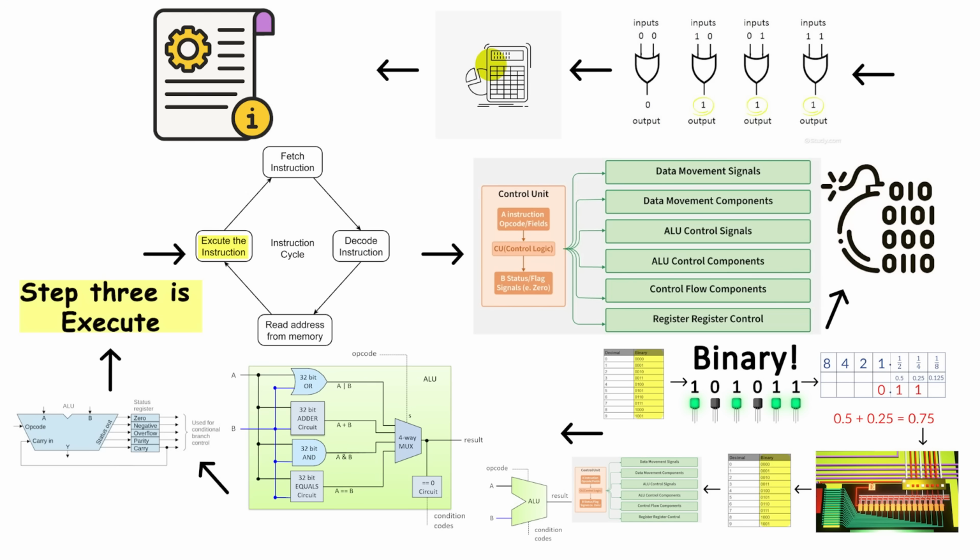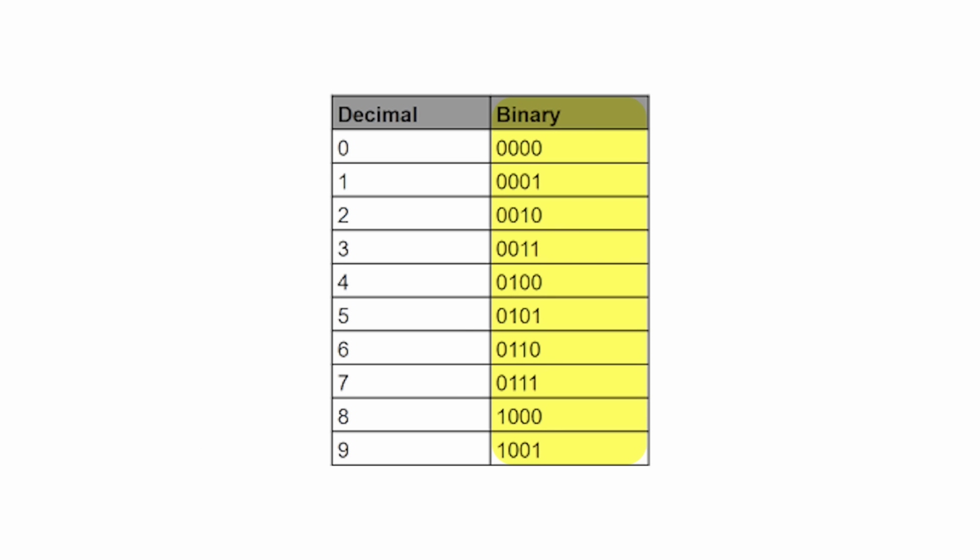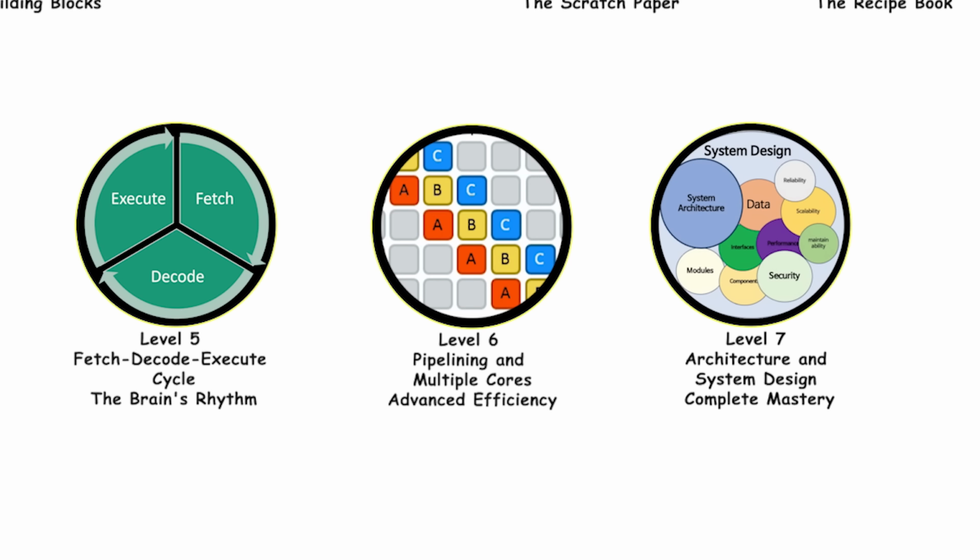But level 5 people still don't understand the advanced tricks modern CPUs use to go even faster. Level 6. Pipelining and multiple cores. Advanced efficiency. This is where modern CPUs separate themselves from the old ones.